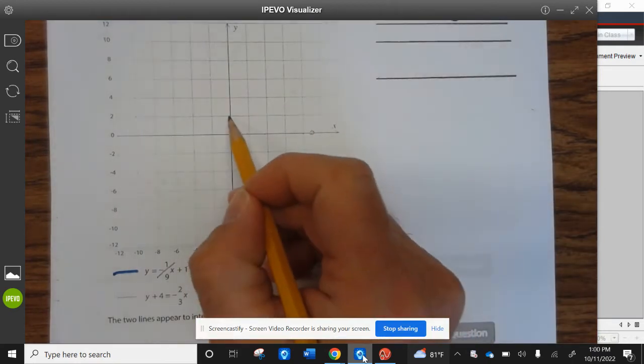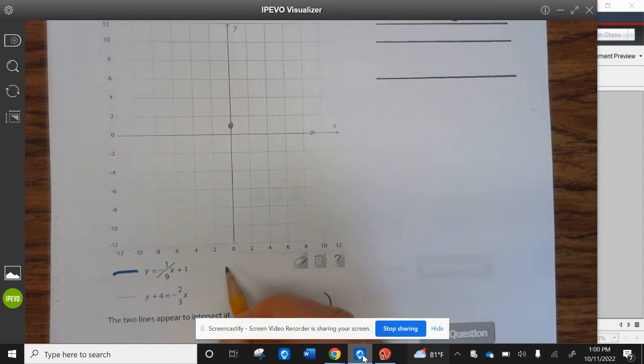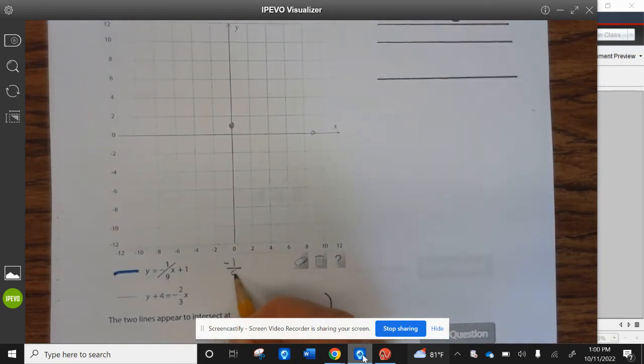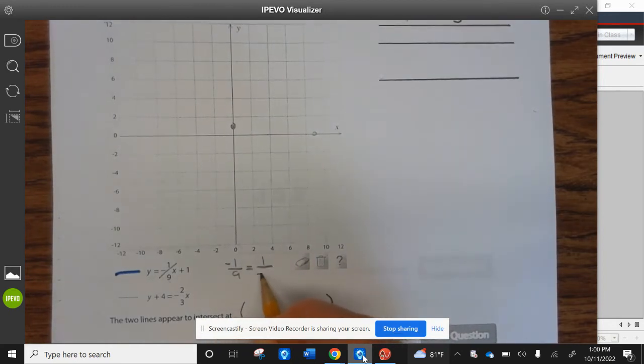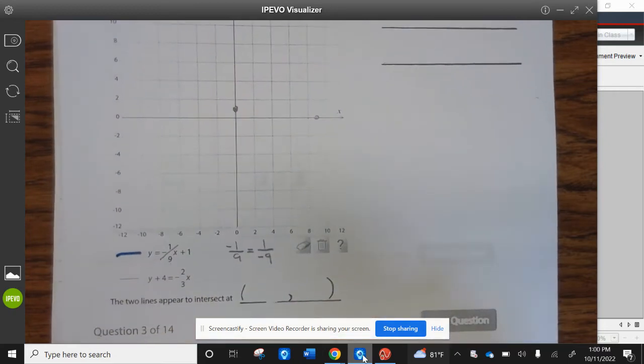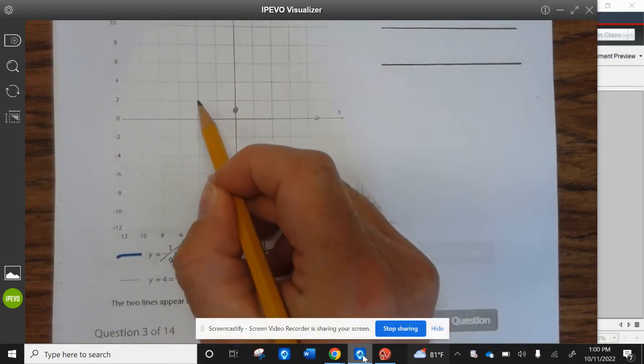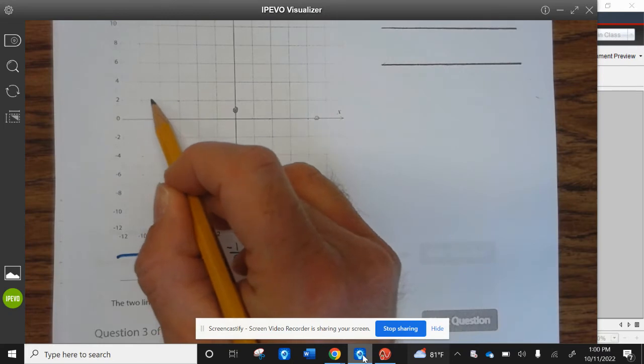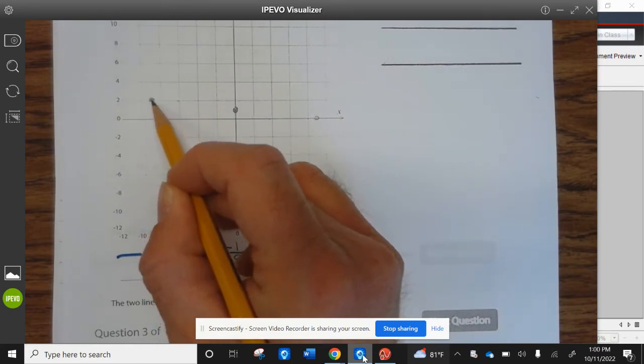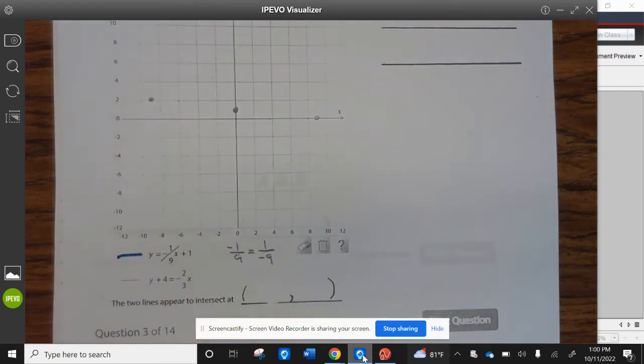Now we can actually go up 1 because -1/9 is equivalent to 1 divided by -9. So we can actually go up 1 to the left 2, 4, 6, 8, 9. Okay.